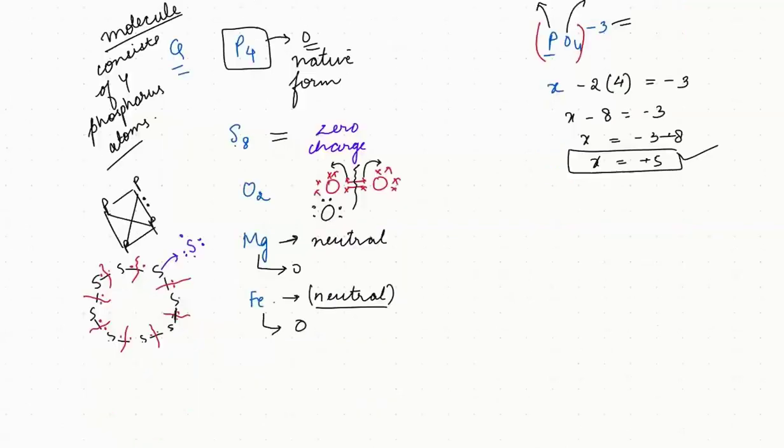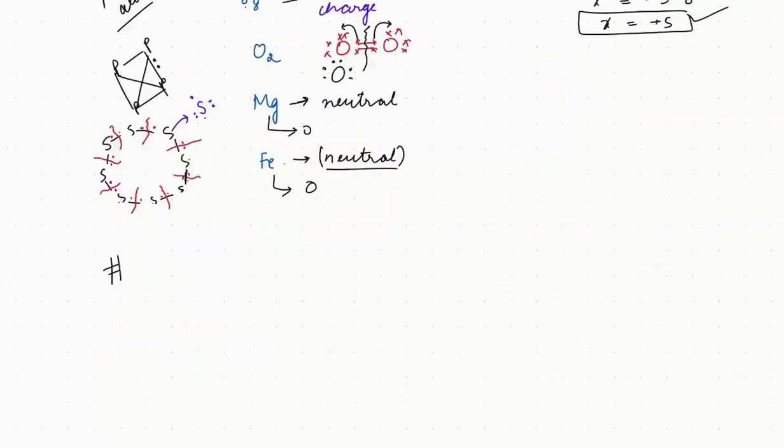Now, similarly, if I ask you to calculate MgNO3, and here I want you to calculate the charge on nitrogen. So there are two methods for this. One rule you have to understand is that all alkali metals acquire +1 charge.